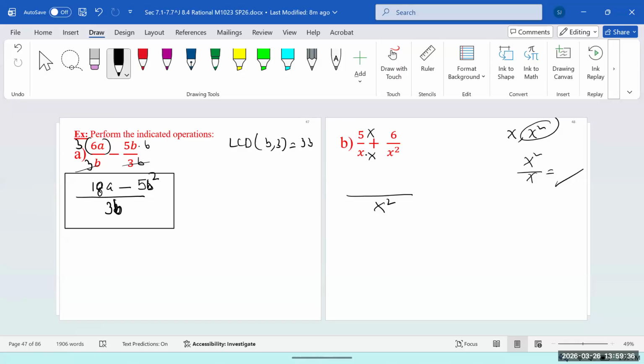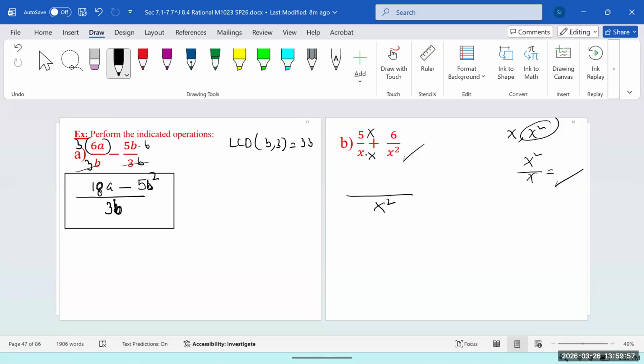So do it on both numerator and denominator. We want x squared. Do we have x squared on the second denominator? So we are fine. We don't have to do anything. We only need to do something if you are missing something. If you're already complete, you don't need anything.